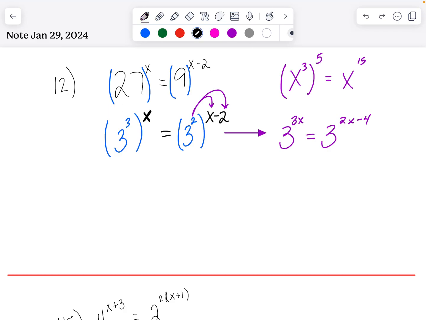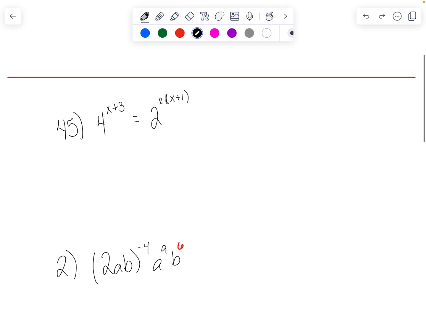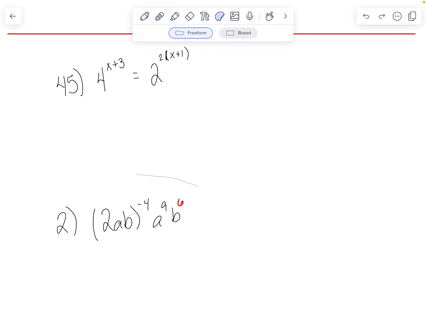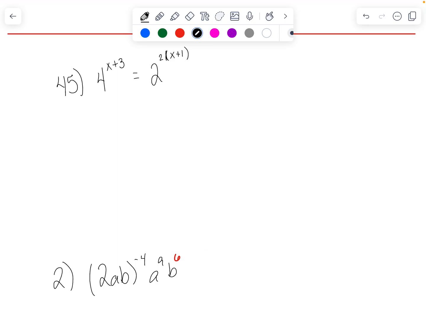And if we stop and think about why we started doing all of this, our entire goal was to get the same base. And I have that now. I have 3 as my base for both parts. We can come back and solve this equation later, but I want to look at another example of how we did that. What was that process again?